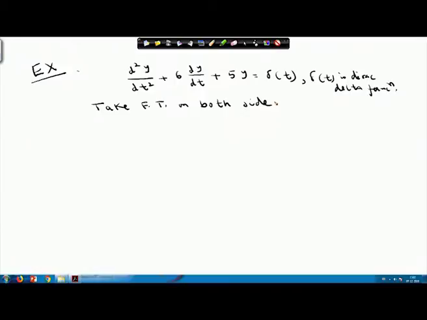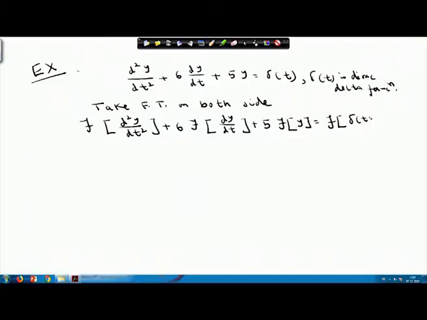If I take the Fourier transform on both sides, what will I obtain? Fourier transform of d2y dt square plus 6 into Fourier transform of dy dt plus 5 into Fourier transform of y is equal to the Fourier transform of the Dirac delta function. This I will obtain. And if you recall, we have already done that the Fourier transform of y n x is minus I alpha whole to the power n into y x.